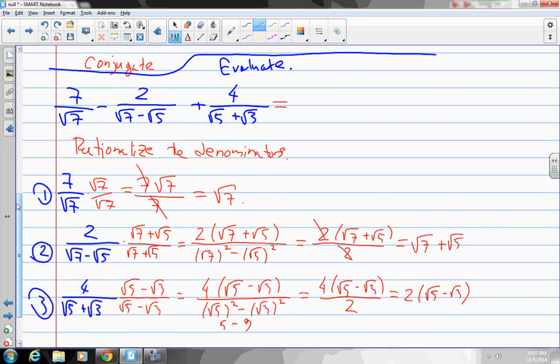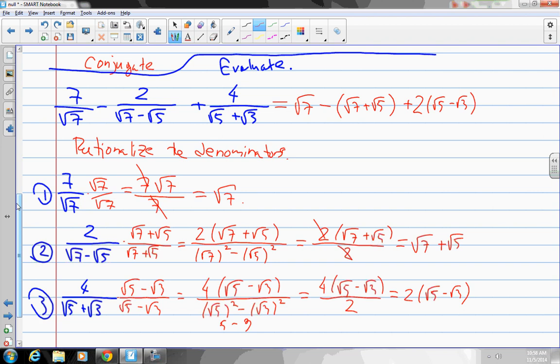The first fraction is just square root of 7. That's the first one, right? The second one, I have to subtract. I have to be a little careful. I have to make sure I'm subtracting the whole thing. So I do need parentheses around square root of 7 plus square root of 5. And then plus the last one, which is 2 times square root of 5 minus square root of 3. And again, the reason why I put parentheses around the second expression is that because of that minus in the original problem, I have to make sure that the whole thing gets subtracted. So every time you're subtracting an expression, put in parentheses. We've mentioned this many, many times.